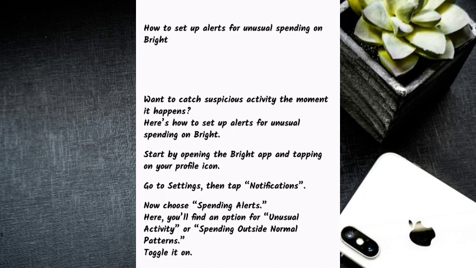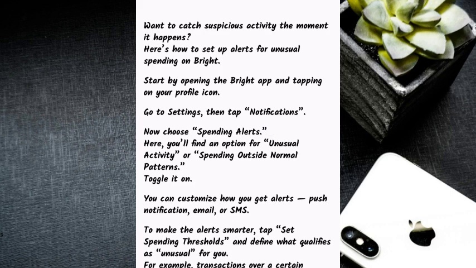Start by opening the Bright app and tapping on your profile icon. Go to settings and then tap notifications. Now choose spending alerts. Here you'll find an option for unusual activities or spending outside normal patterns. Toggle this on. You can customize how you get alerts, whether it's push notifications, email, or SMS.